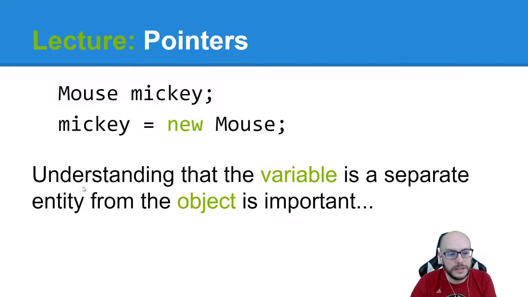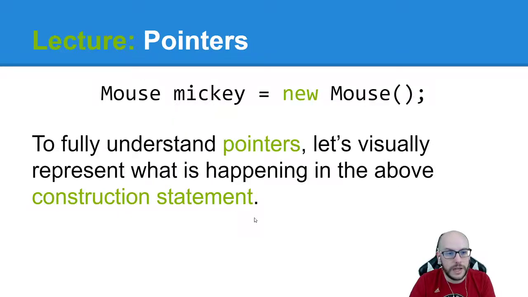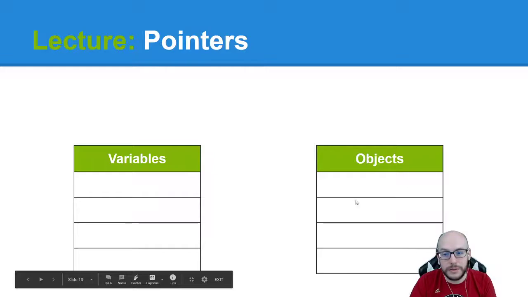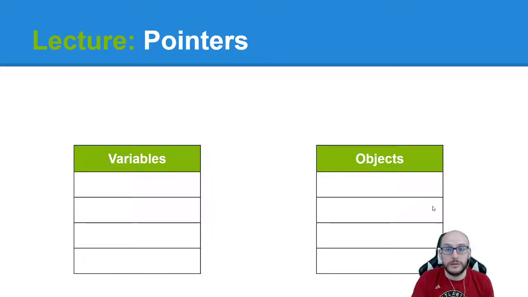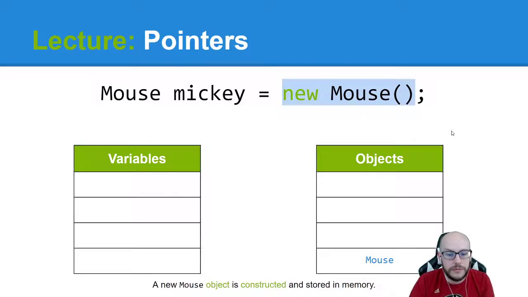Understanding that the variable is a separate entity from the object is important, as variables can change. That is, they can point to or reference different objects over their lifespan. To fully understand pointers, let's visually represent what is happening with this construction statement. So what I'm going to keep track of are variables, and I'm going to keep track of objects. They're two separate entities. I'm going to try to say that they're on two separate lists.